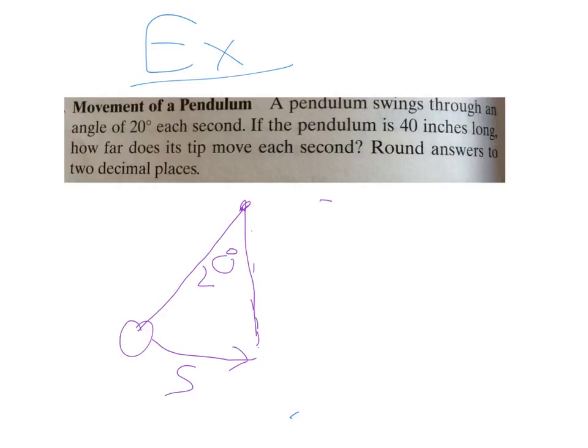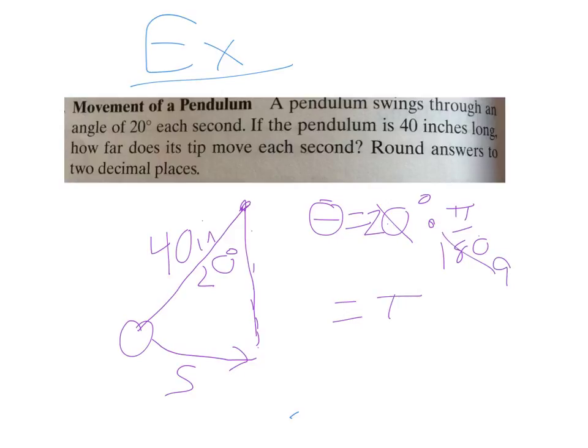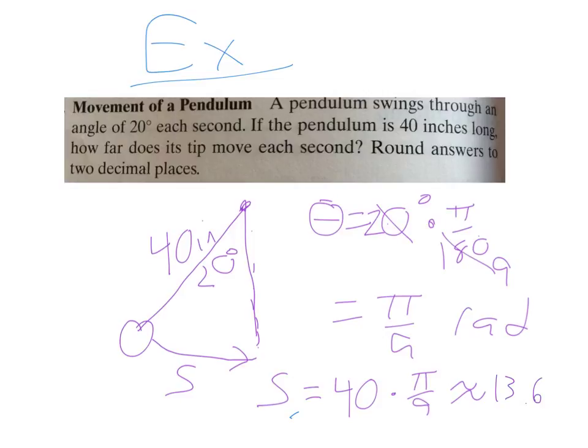So we have our radius, the length of our pendulum, which is 40 inches, and our angle, which is 20 degrees. So we can find the arc length; let's first get the angle into radians. 20 and 180 reduce, so that would be pi over 9 radians. So the arc length is equal to 40 inches times pi over 9 radians, which is approximately 13.96 inches.